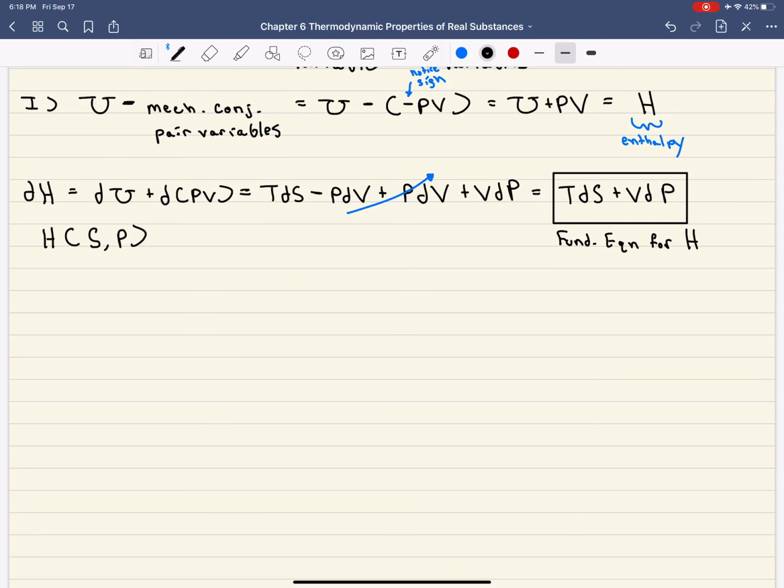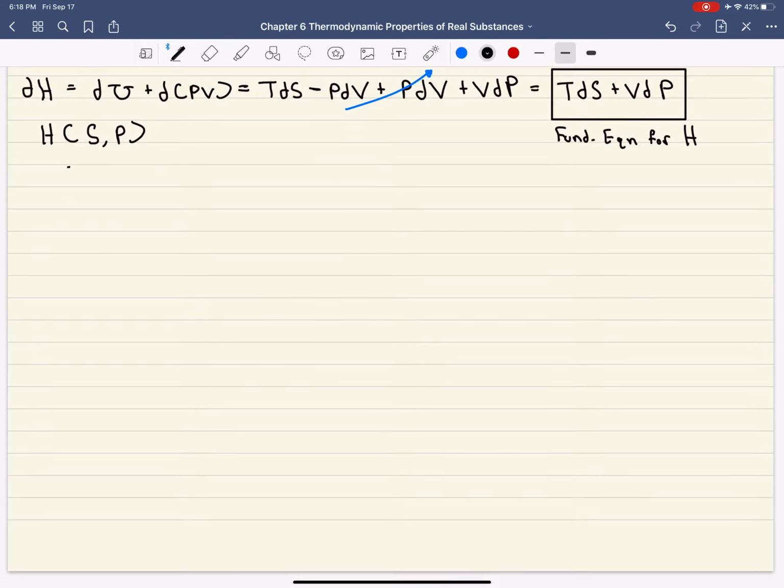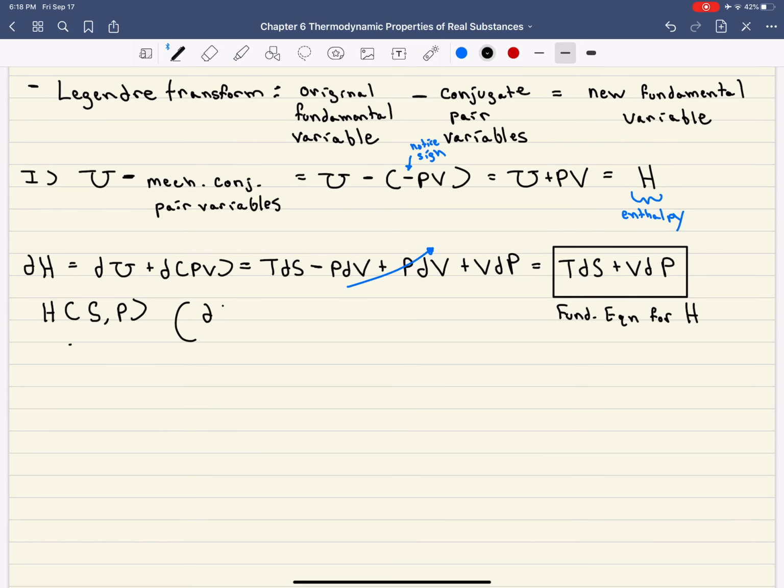Okay. Before I go, I should also point out that if we took the partial derivative of H and compared it to the fundamental equation, what we would learn is that dH/dS at constant P is equal to temperature, and dH/dP at constant S is equal to volume. Okay, so that's, once again, just coming from comparing the total derivative to this fundamental equation.